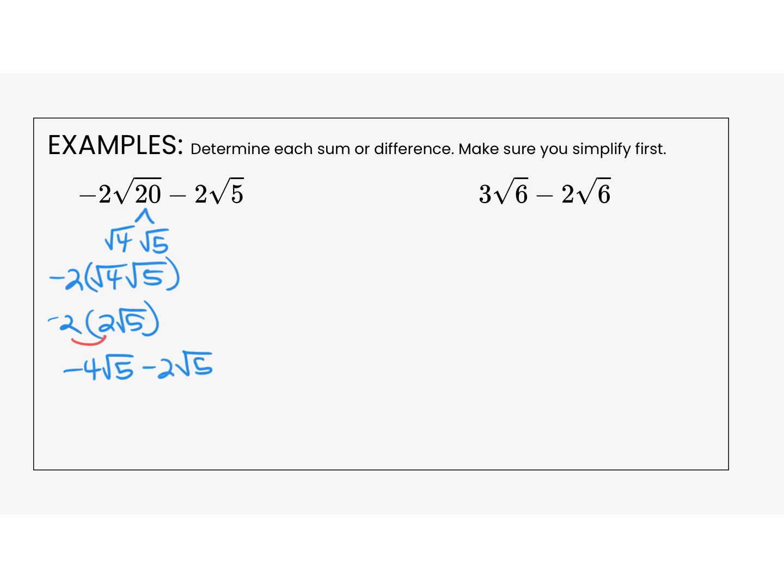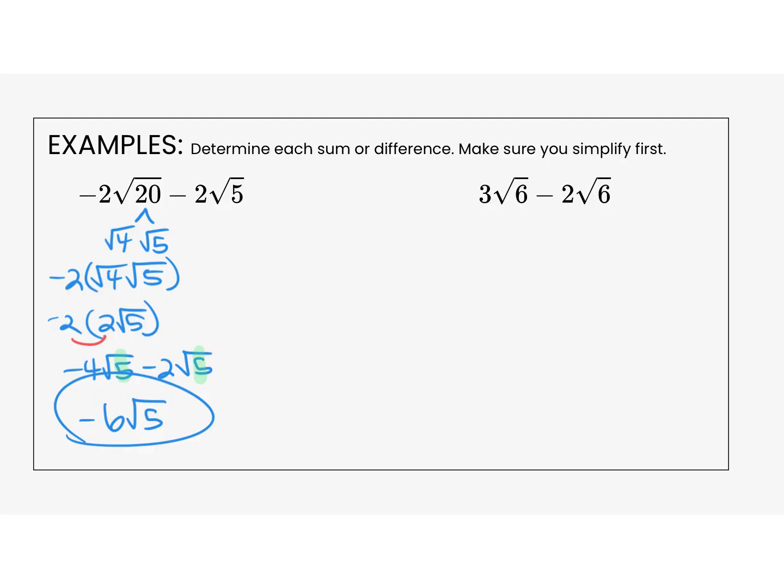And now we see that this matches: the radical, the index, and the number underneath the radical match, right? They're both square roots, they're both 5. So when we see that, then we can add or subtract the coefficients. So -4 minus 2 would be -6 square root of 5. Although radicals are numbers, they act similar to how variables act when we combine like terms. So that's kind of how I like to think about it.